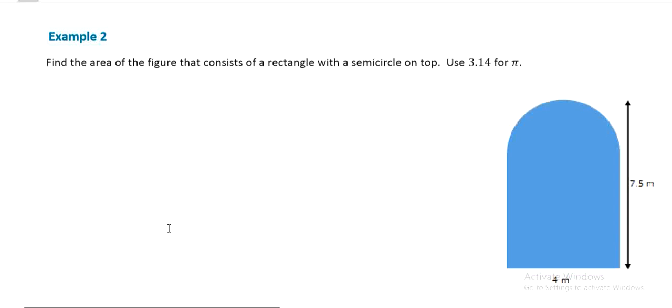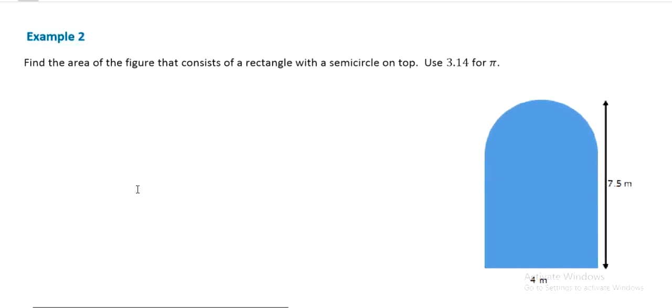This is the video for example 2 out of the lesson 20 in the grade 7 module 3 book found on page 124. So in this one it says find the area of the figure that consists of a rectangle with a semicircle on top. Use 3.14 for pi. Then they give us a diagram of the shape or the figure that we're trying to find.